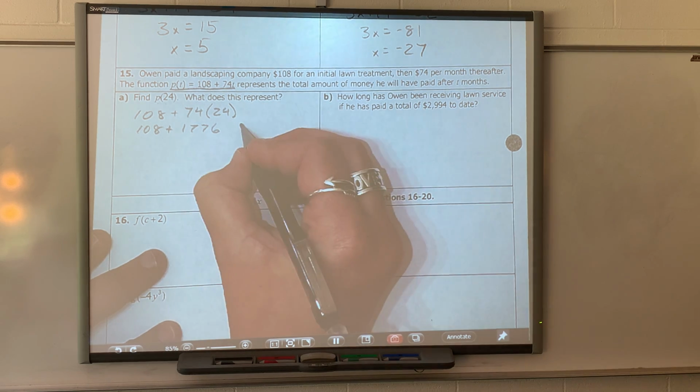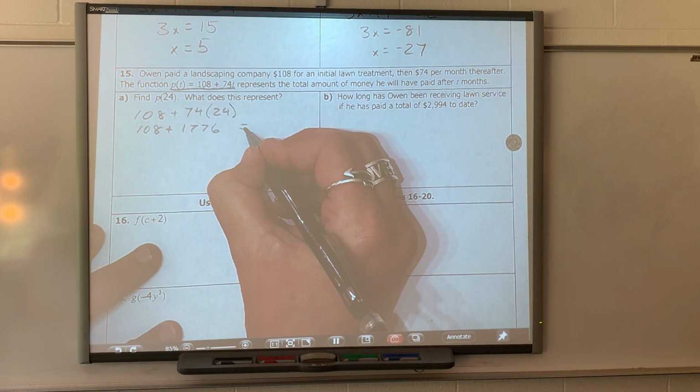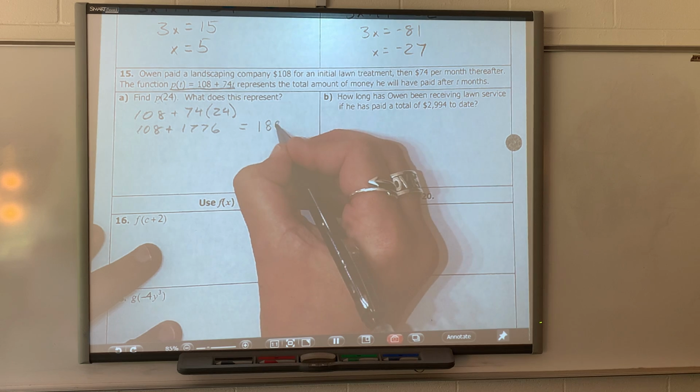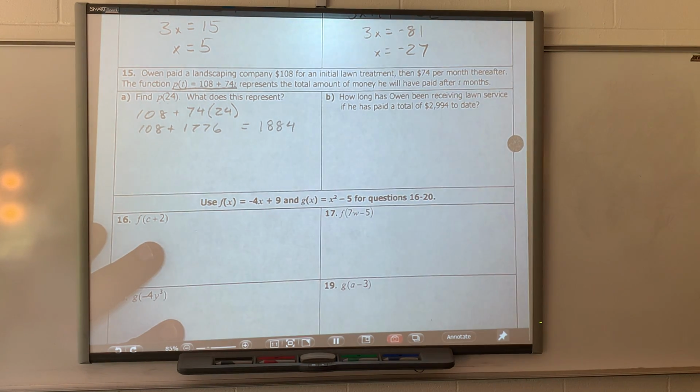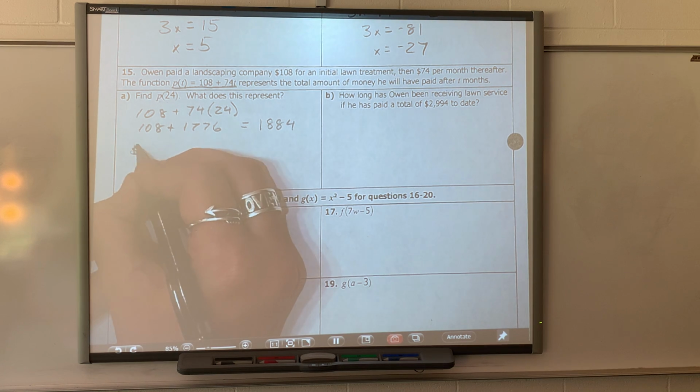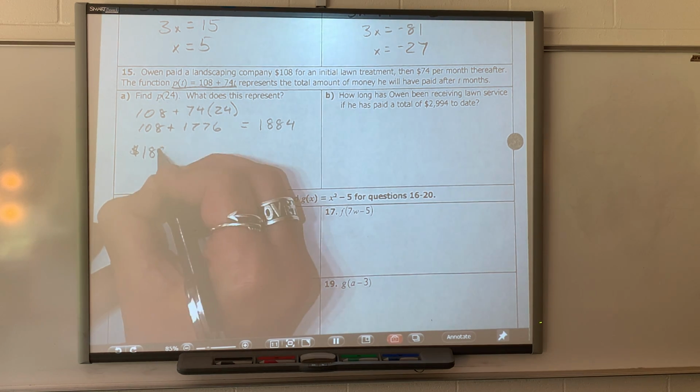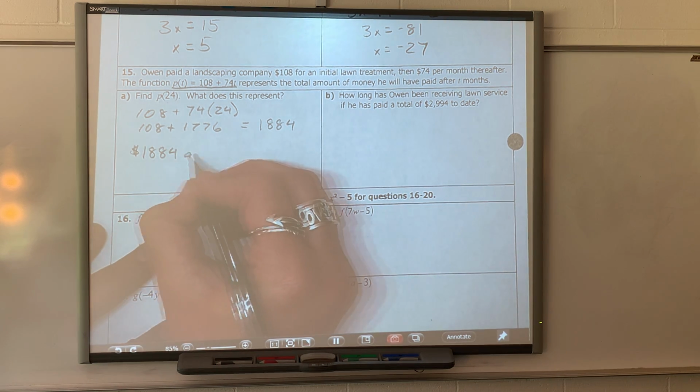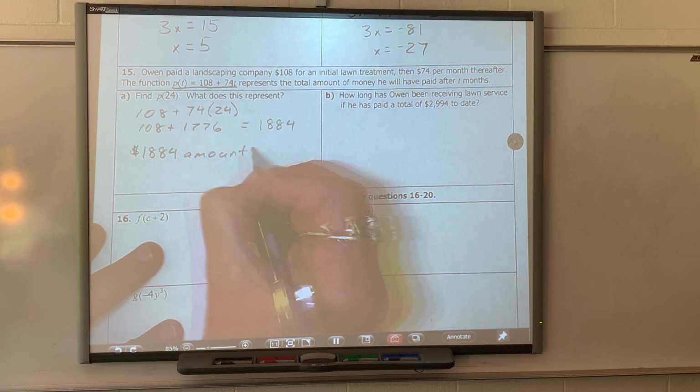776, which gives me a grand total of 1884. All right. What does this represent? What does 1884 represent? In how long? 24 months. Okay, amount of money in 24 months.